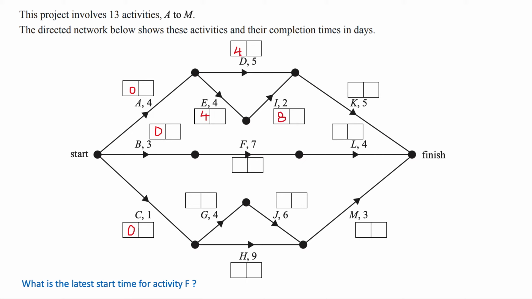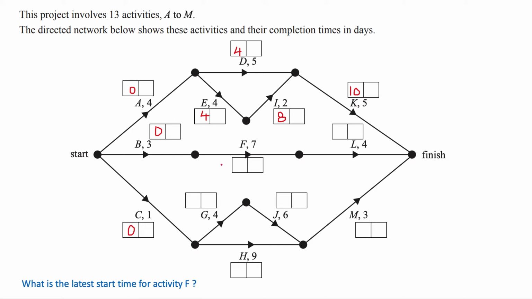Now this is an interesting one. D and I both come together here before K can start. So let's have a look. D will finish after 9 days. I will finish after 10 days. Now if K is waiting for both of them, it has to wait until day 10 before it can start. So K's earliest start time is 10 days.